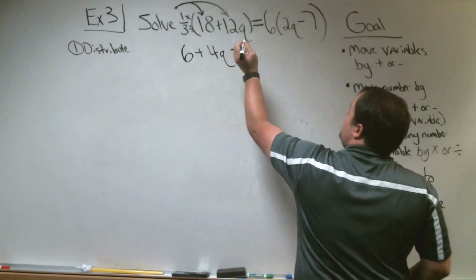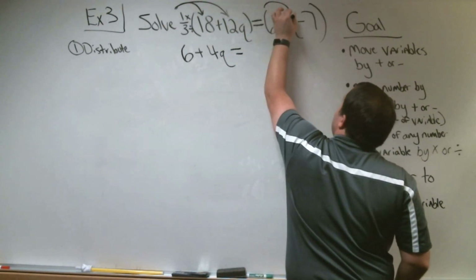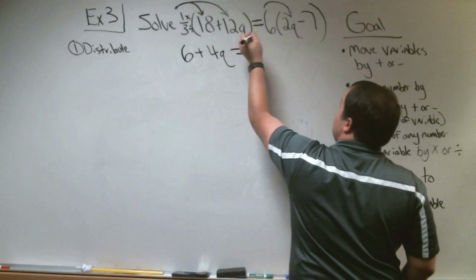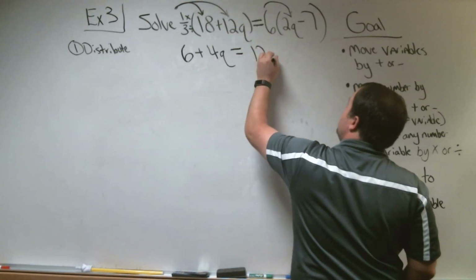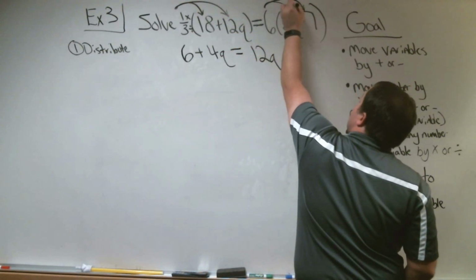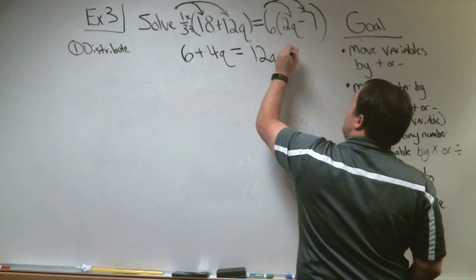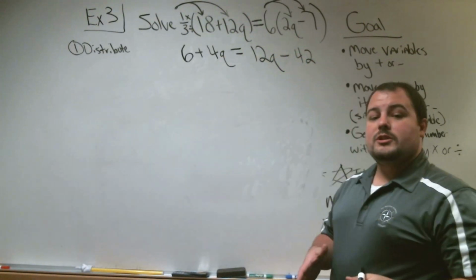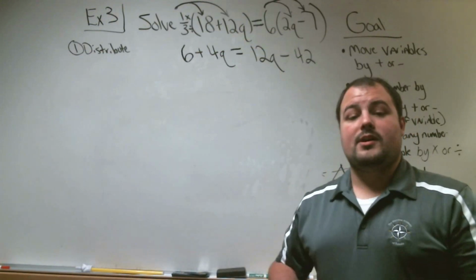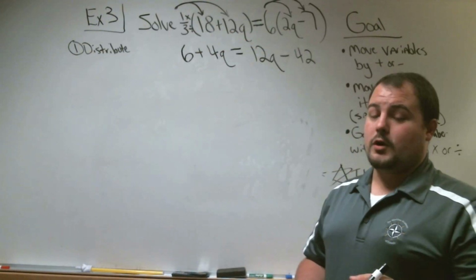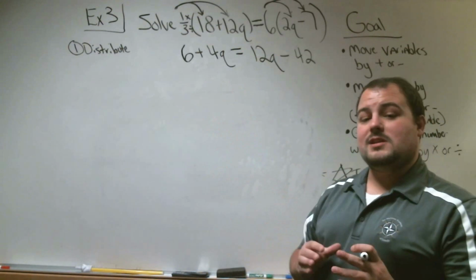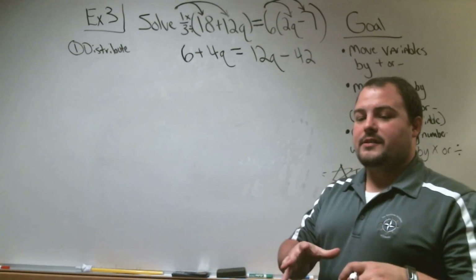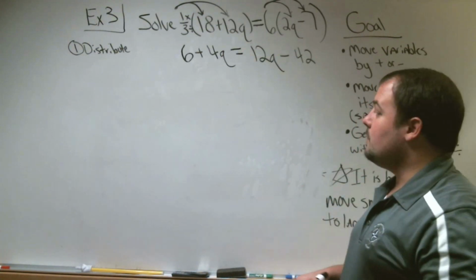Equals, well, we're going to distribute on the other side as well. 6 times 2, that's 12q. And 6 times -7, that's -42. So after we do distribution, we're back to doing problems the same way we were doing them before. So whenever you have grouping symbols, it's best to distribute first and then go back to what we were doing.